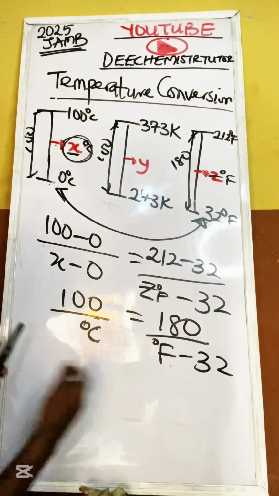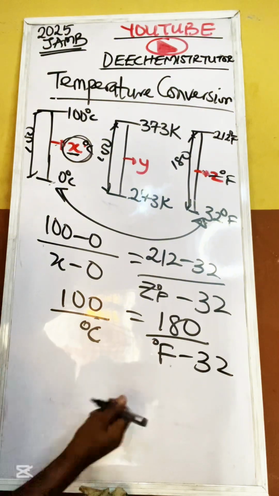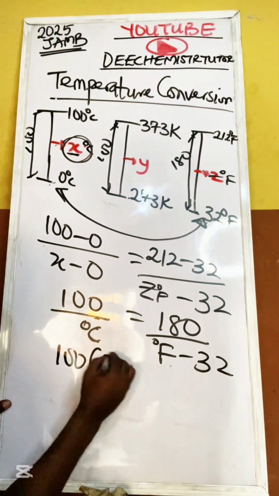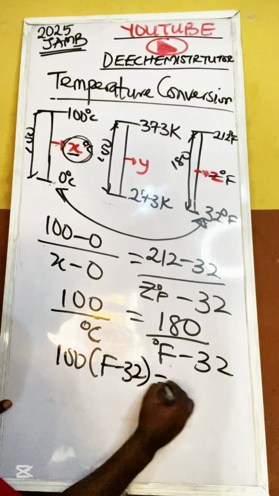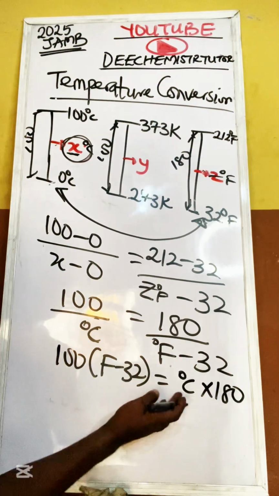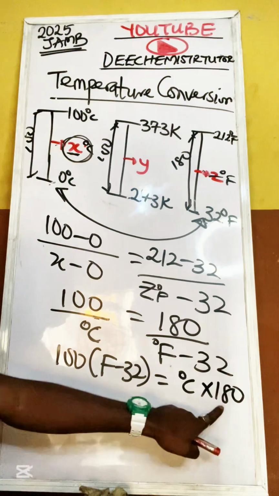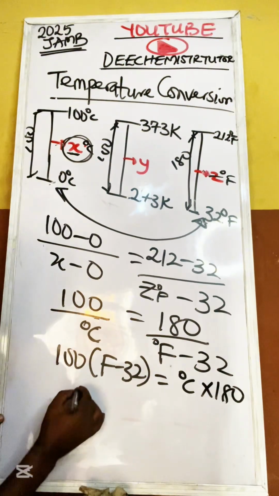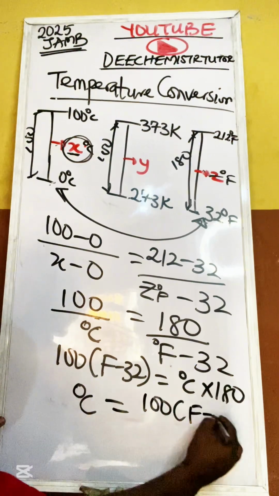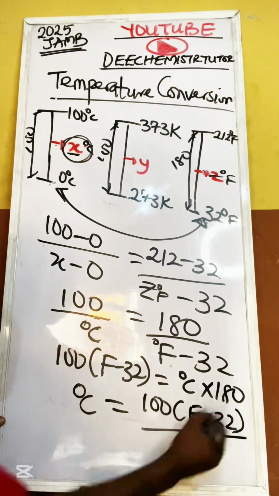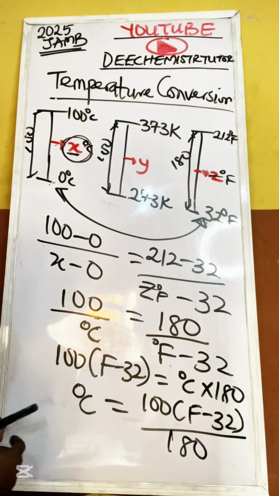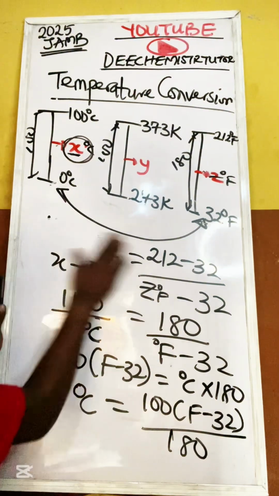Now from here, you can see that if I cross multiply, this will just come here: 100 into F minus 32 equals degrees Celsius times 180. So if I want degrees Celsius to be the subject of the formula, I will just divide by this. So degrees Celsius equals 100 into F minus 32 all over 180, right? So from here, what do you observe? Let me clean this.